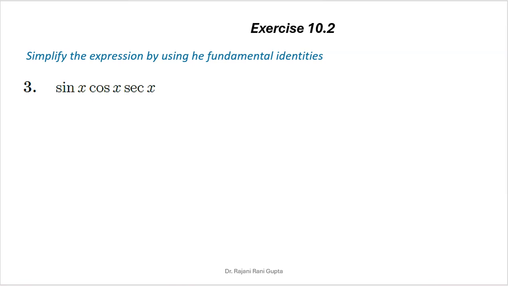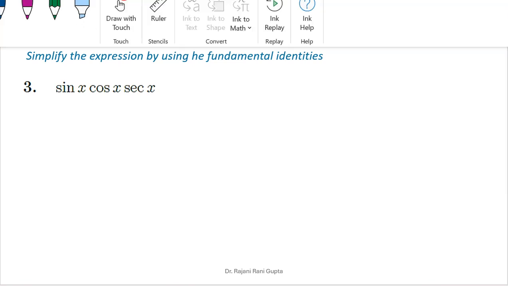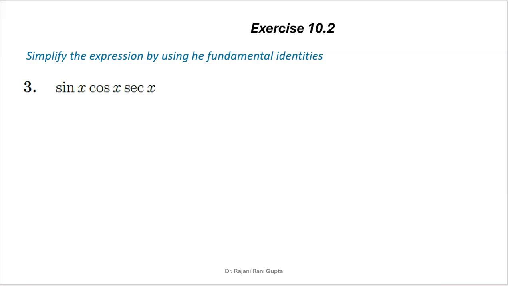Like you'll have these questions, for instance. Simplify the expression by using the fundamental identities. So let's see how we can work on it. Sin x, cos x, we can't change because these are the standard. We know that secant x is what?